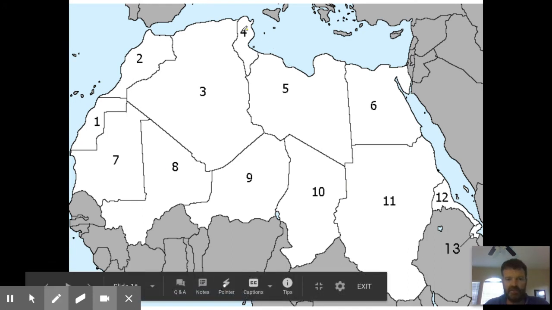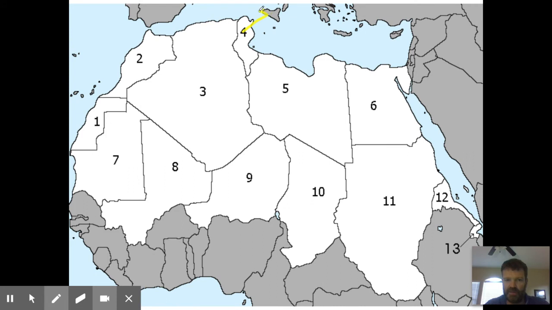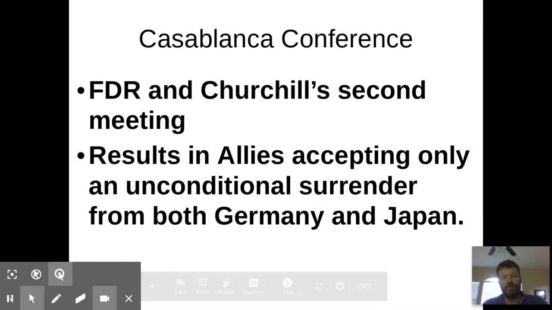Okay, the island is called Sicily. So they're going to get pushed this way, across into that island. All right. So they have a second conference here. This conference is called the Casablanca Conference, which is in Morocco. So they have the Atlantic Charter, and then they have the Casablanca Conference.